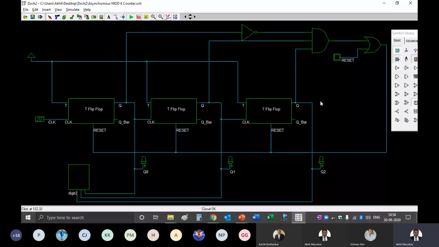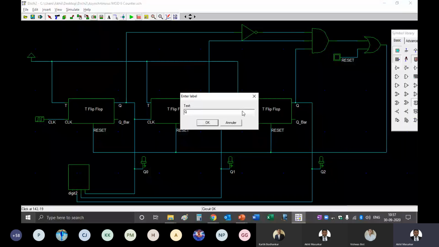Have you completed this diagram? Again, just three simple flip-flops. Q is connected to clock, and you can see that Q0, Q1, Q2 are taken at the top. Here you can see an alphabet option, so you can put text here if you want. You can put Q0.